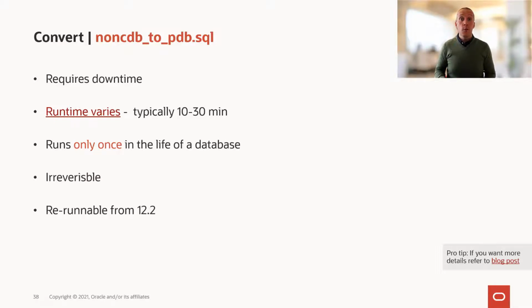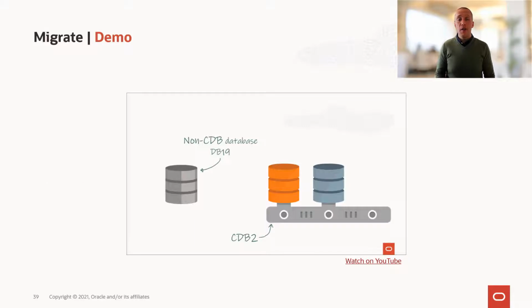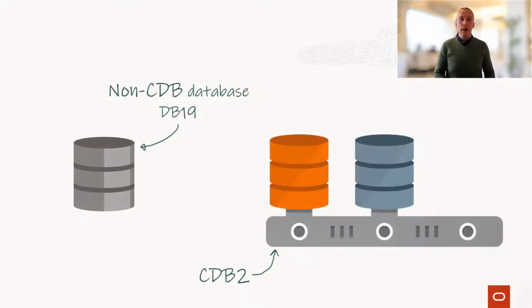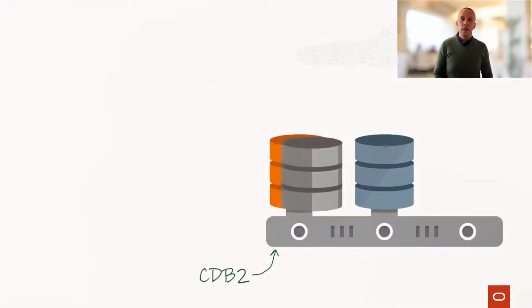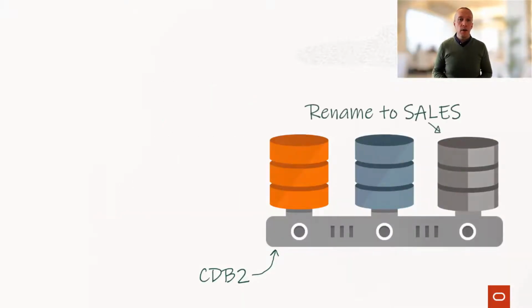But the good thing is that once the script runs to completion, you won't have to run it ever again in that database. You only have to run it once. But be advised, the process itself is irreversible. And we will talk about fallback options a little later. I've prepared a little demo where we can see how you can convert a non-CDB database to a PDB. My non-CDB is called DB19, but I would like to rename it to sales when I plug it in.